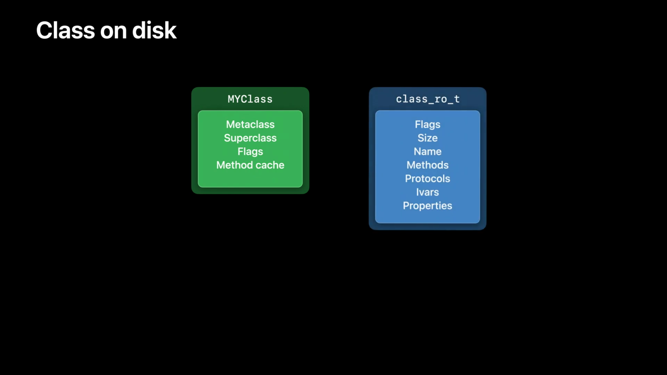On disk, in your application binary, classes look like this. First, there's the class object itself, which contains the information that's most frequently accessed: pointers to the metaclass, superclass, and the method cache. It also has a pointer to more data, where additional information is stored, called the class RO. RO stands for read-only, and this includes things like the class's name and information about methods, protocols, and instance variables. Swift classes and Objective-C classes share this infrastructure, so each Swift class has these data structures as well.